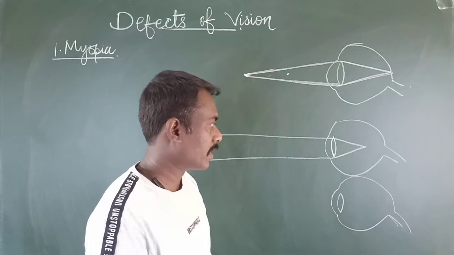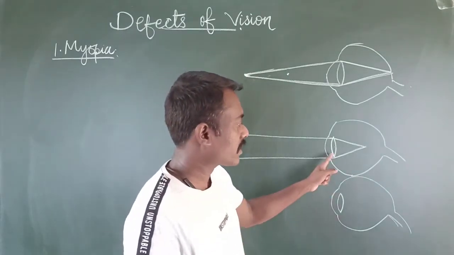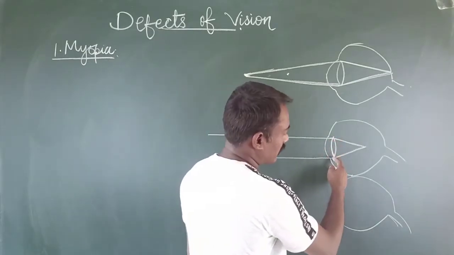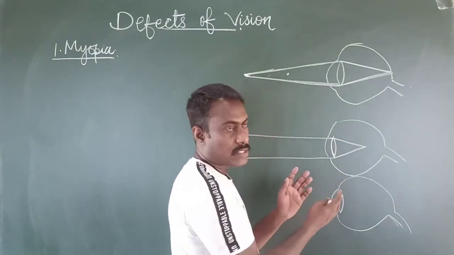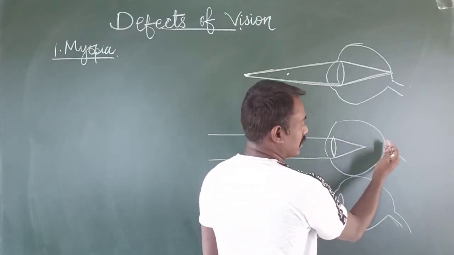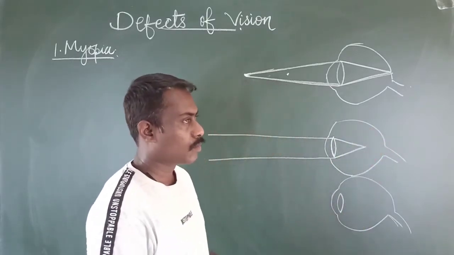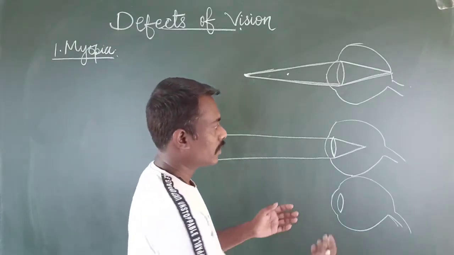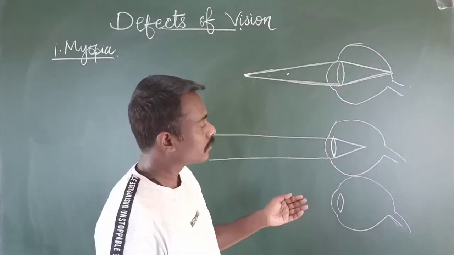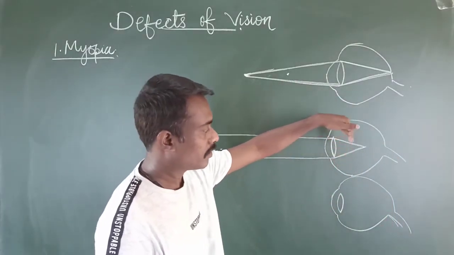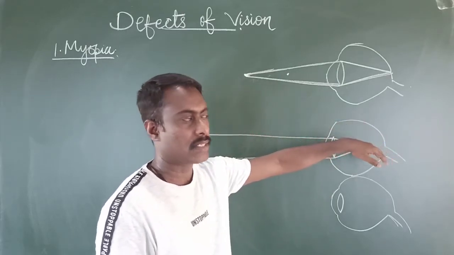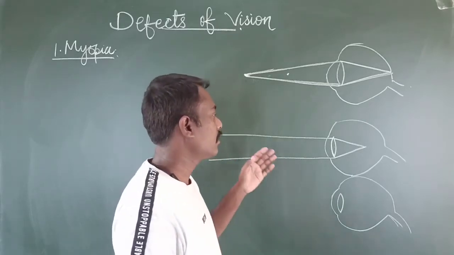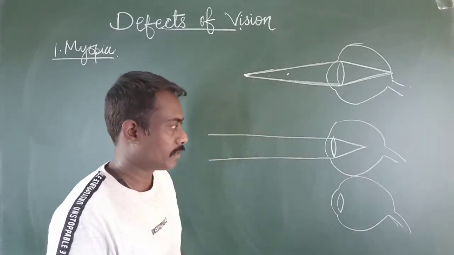It is not clear. This is happening due to the excessive curvature of the eye lens. Due to the excessive curvature of the eye lens, it is unable to produce a clear image on the retina. Another reason for myopic eye is the elongation of the eyeball. The eyeball is elongated, so the eye lens is unable to produce an image on the retina, so the eye is unable to see a far away object clearly.